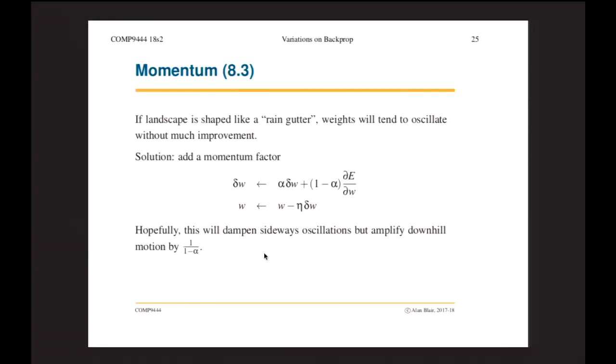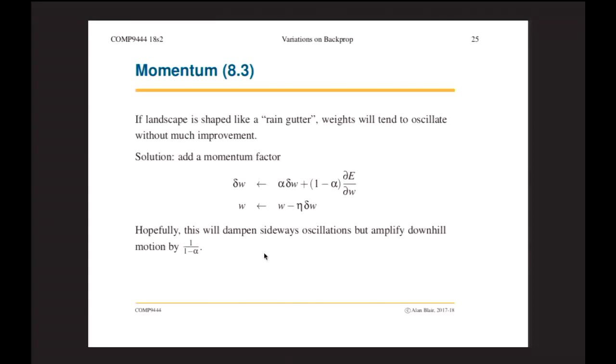Okay, so this is called momentum. The main motivation, as I said, is this idea of the rain gutter. Well, okay, let me explain this in two ways. There's another situation: the thing may be just very flat. If you get into a region where the landscape is very flat or only slightly tilted, then this will help you to navigate that region quicker.